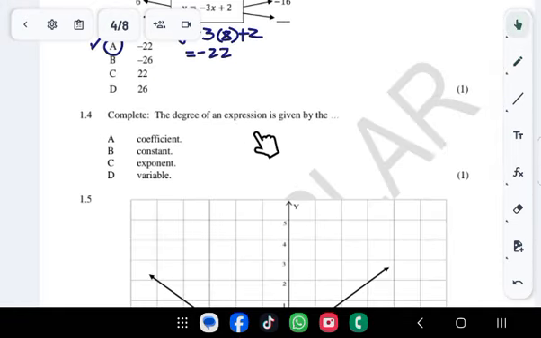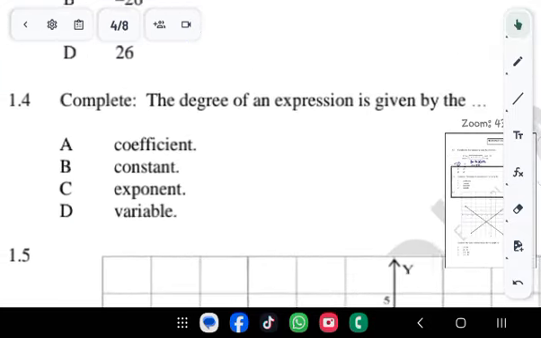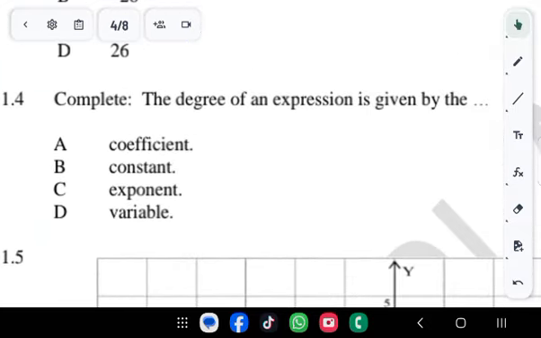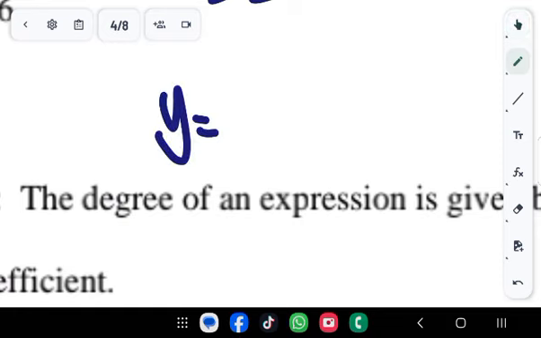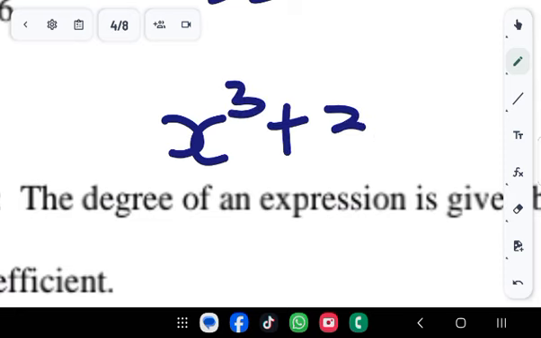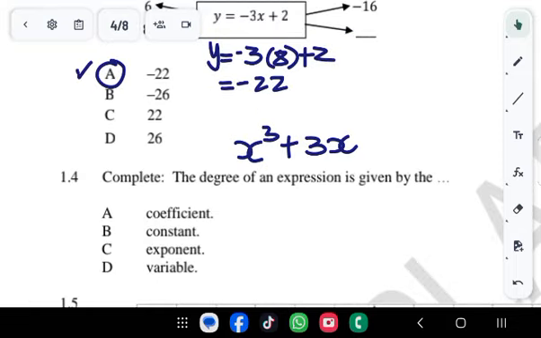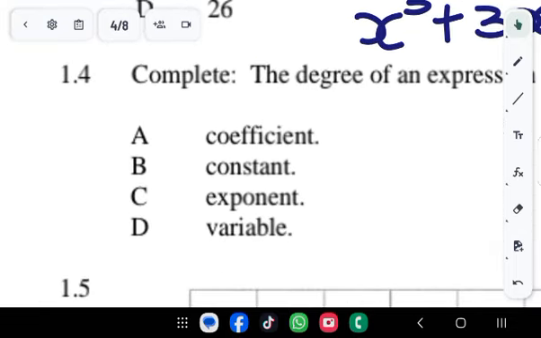Next question goes, complete. The degree of an expression is given by the what? Okay, the degree of an expression is given by the exponent. How do we know the degree of this expression 3x? The degree of the expression is this number at the top, the highest one. So it will be the exponent. So that is the correct answer.